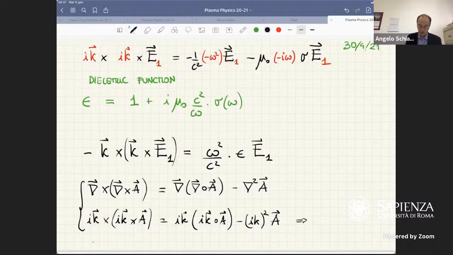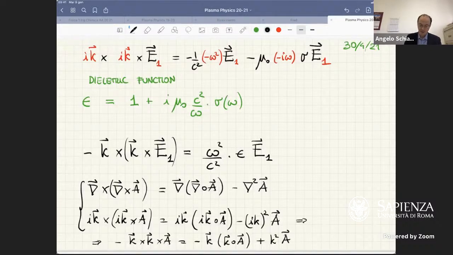Okay, on the left we have i squared, so it becomes minus k times the vector field A equals, on the right hand side we have i squared again, so it becomes another minus sign, k times the scalar product of k vector with A, and then we have plus here k squared, the square of the wave number, times A.